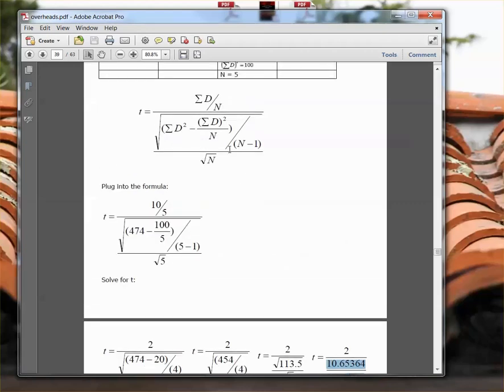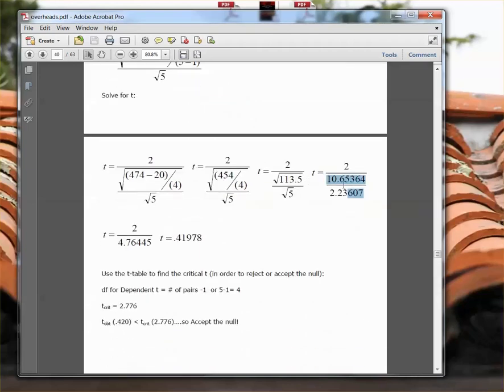Let's go back and look. So this is your standard deviation formula, right? So if you go back and compare this to standard deviation, this is standard deviation, and then you divide by the square root of n to get standard error of mean. That's what it is in the denominator. So that's the order of operations. That's the only trick. So we have 2 over 4.76. When you divide that out, you get this.